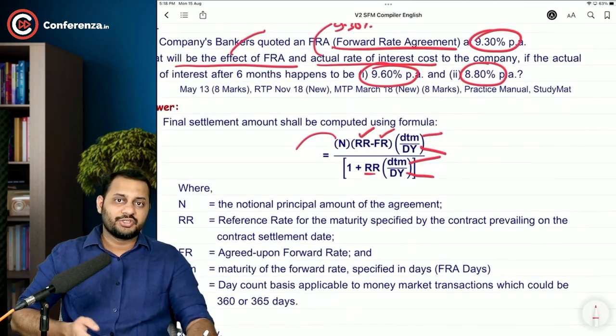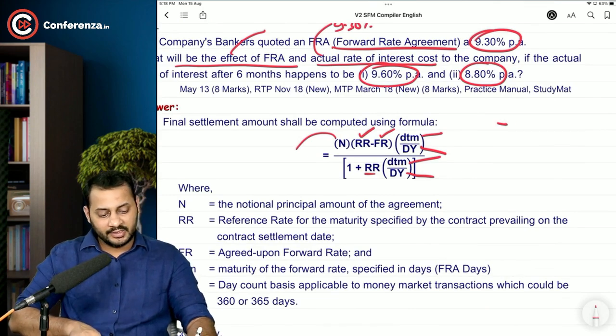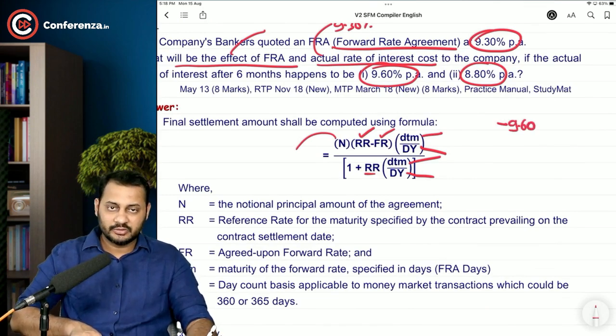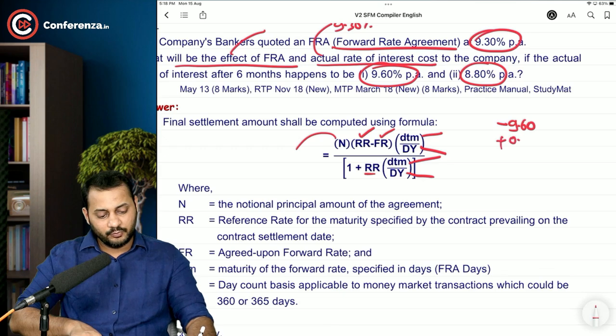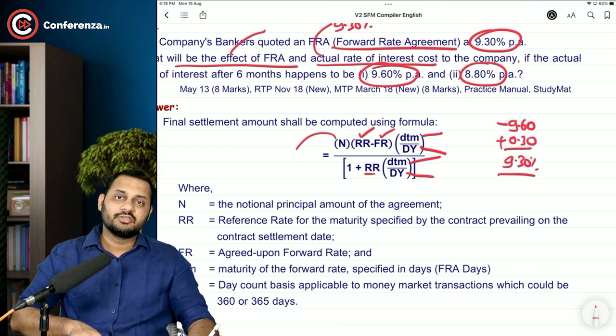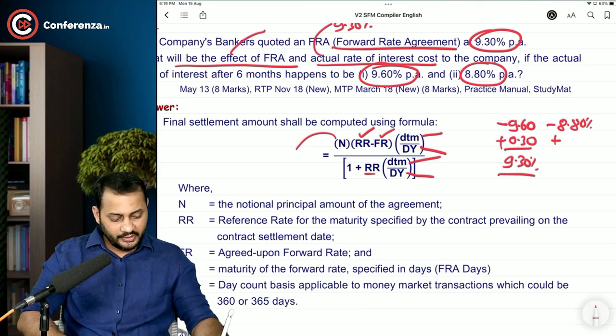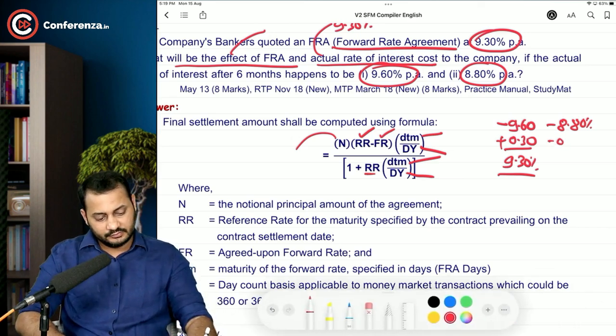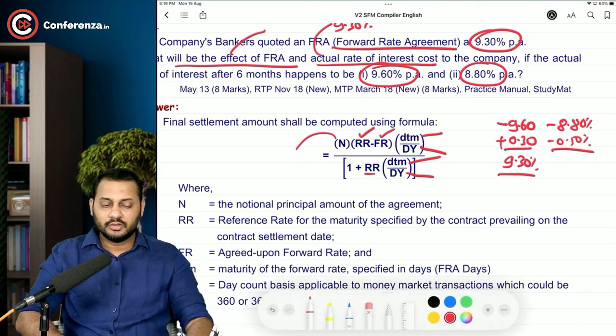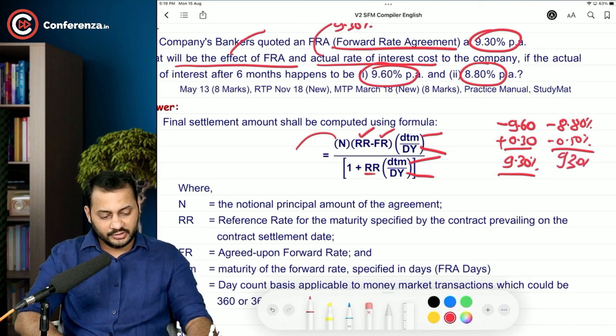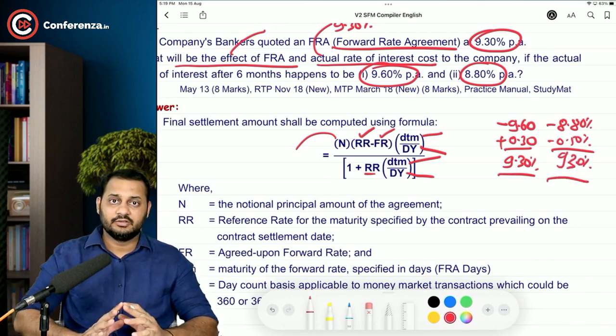Because this is a question of hedging. The person is going to buy the loan from the market and he will pay 9.60% per annum and he will receive 0.30%. So the actual rate of interest cost is 9.30% itself. And in this case, he will pay 8.80% and he will also pay 0.50%. So the actual rate will be 9.30% itself. So it is fixed, right?